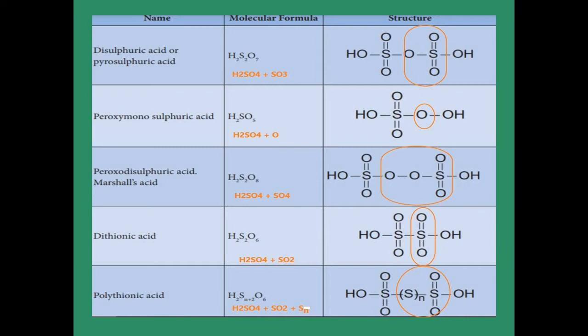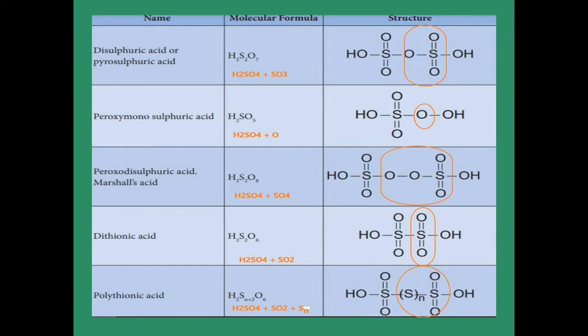The next one, peroxodisulfuric acid, and another name is Marshall's acid. It is a one-word question, so remember it. Its formula is H2S2O8. We can consider this as sulfuric acid plus SO4. First you put the sulfuric acid structure, and in between that we have to put the SO4. See how the SO4 is implemented: the first sulfur forms two double bonds with two oxygen, and the other two oxygen we put separately at the center.